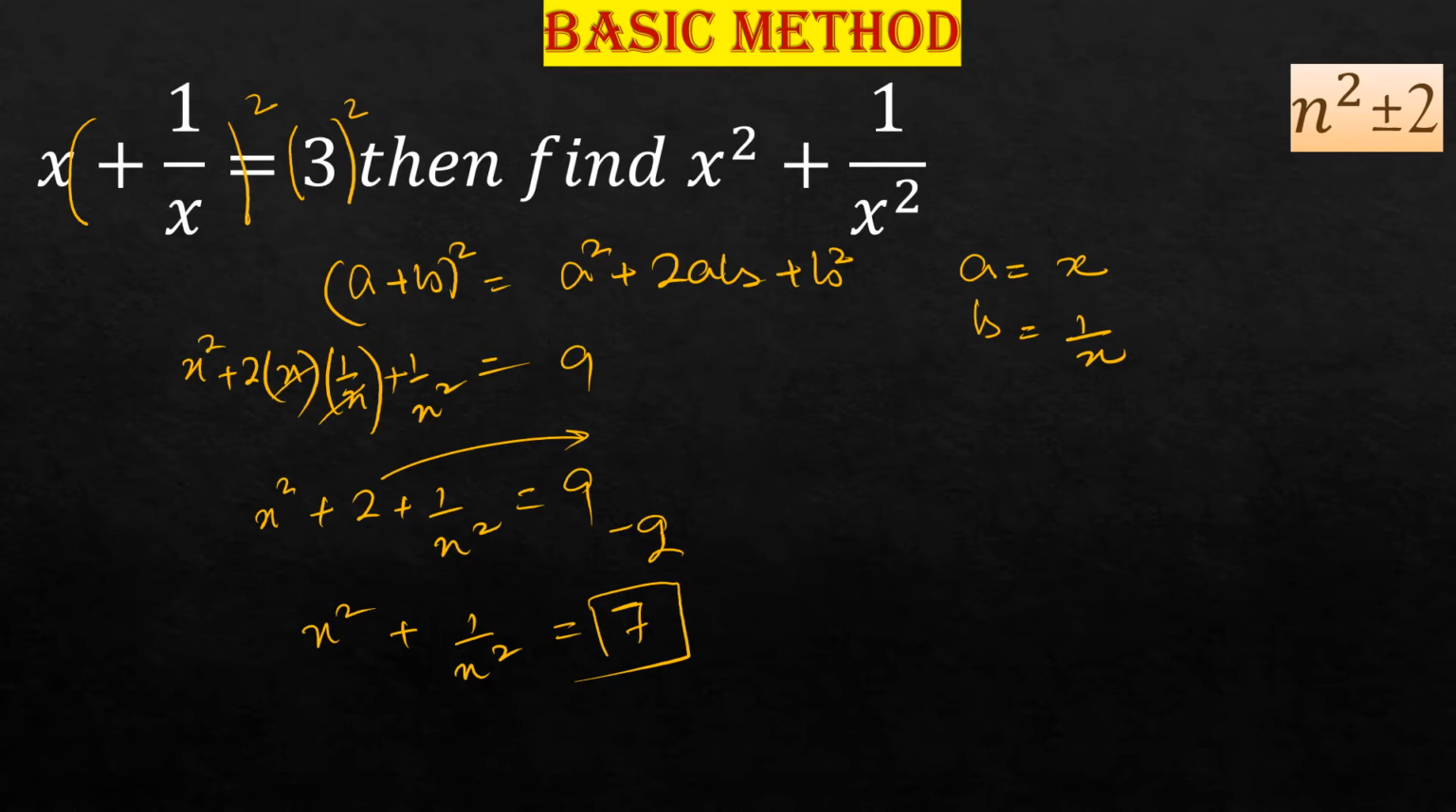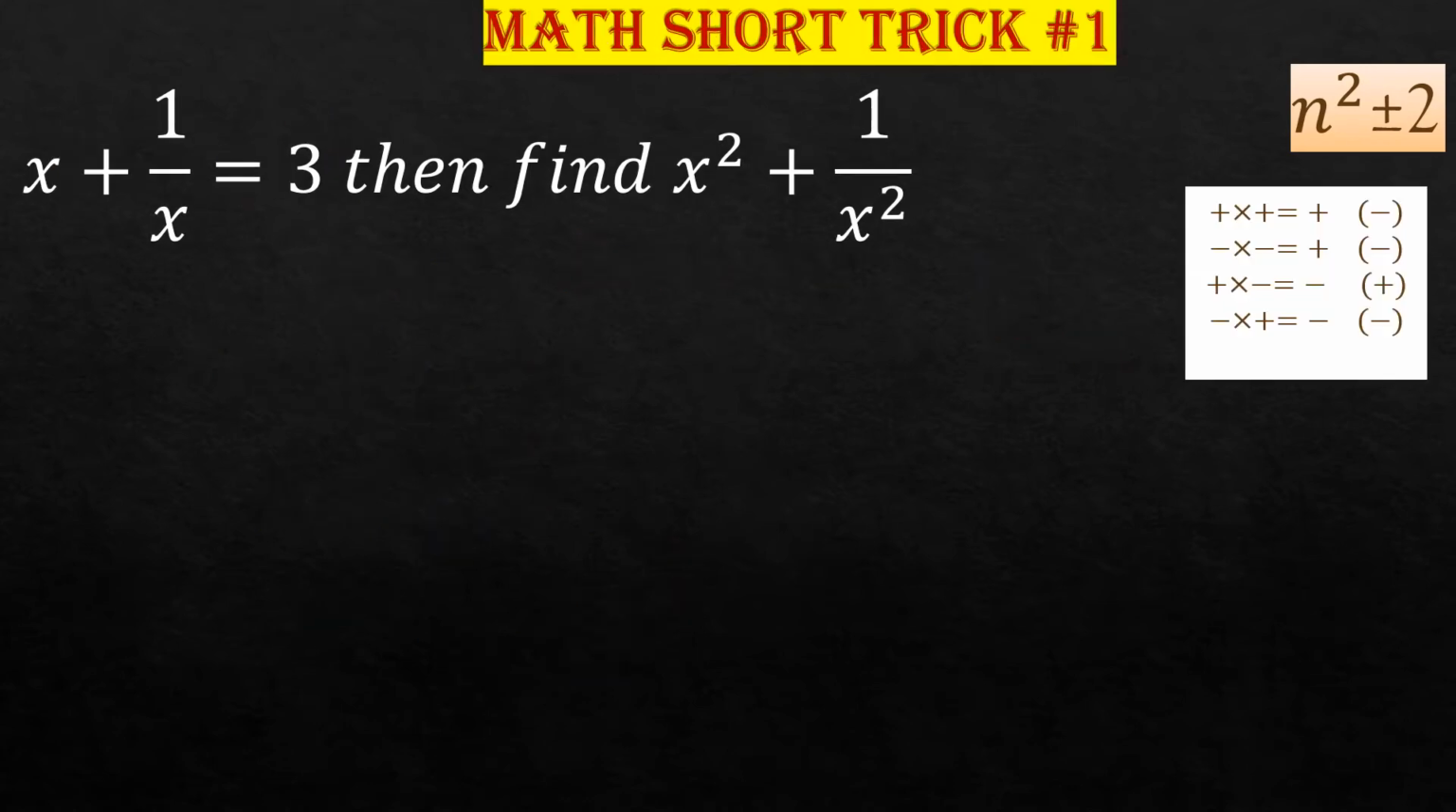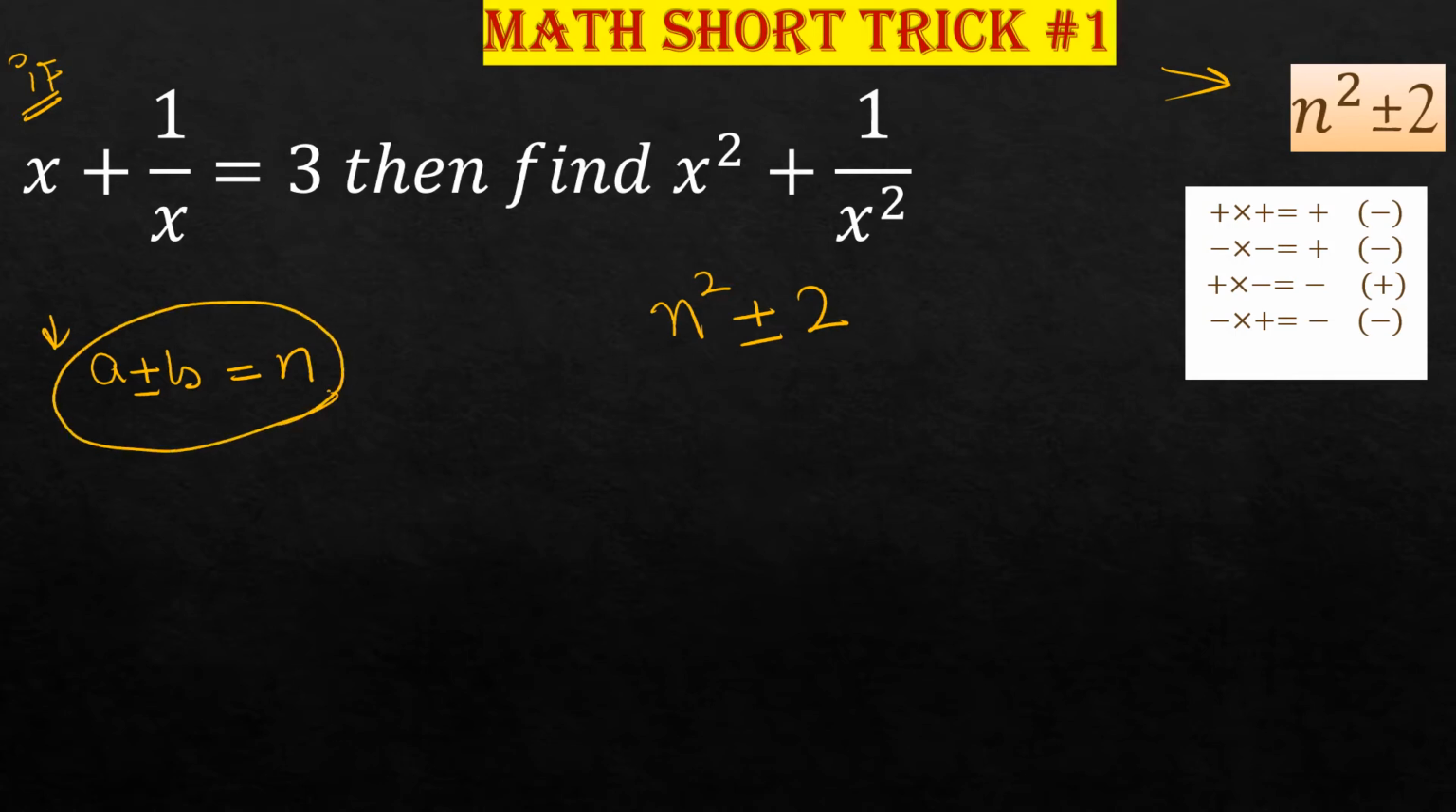Now we have a very short trick. The same question we are going to solve by applying the short trick. x plus 1 over x equals 3, and you have to find x square plus 1 over x square. You have to memorize a simple expression, that is n square plus or minus 2, to solve such kind of questions. Now remember, if they ask you to find a plus or minus b equals n, that is, consider any equation written in this form, and they ask you to find a square plus b square, then you have to use this expression to solve the question.